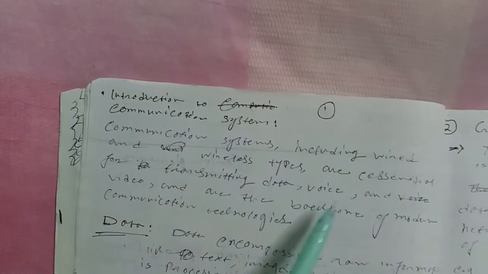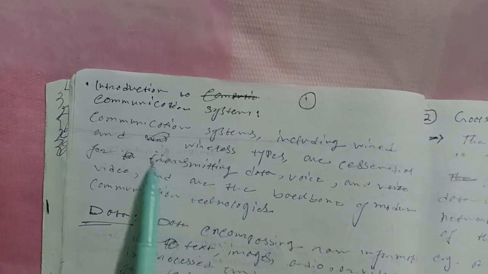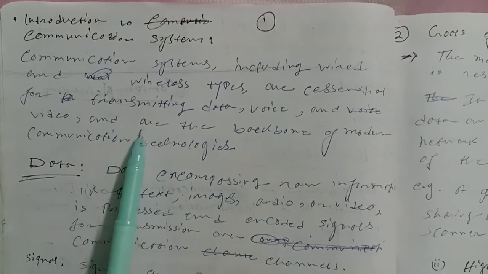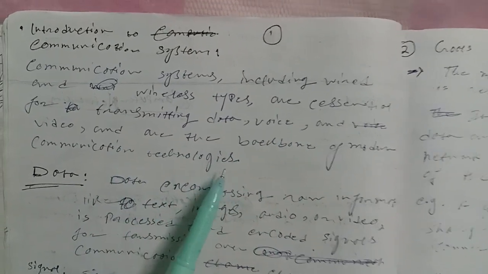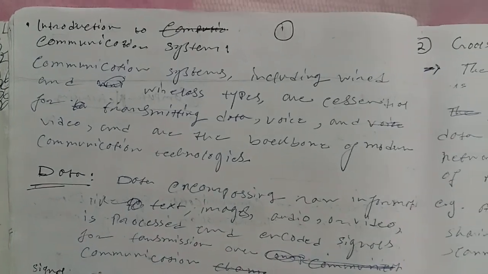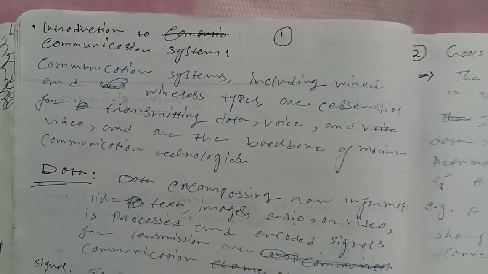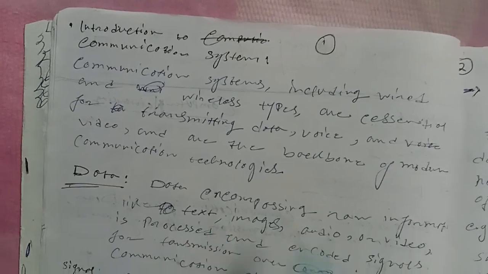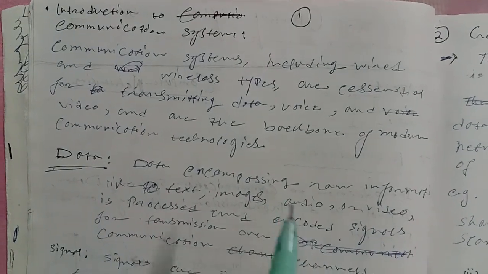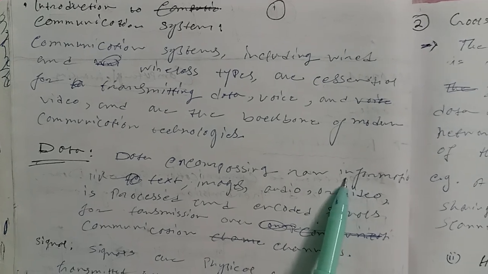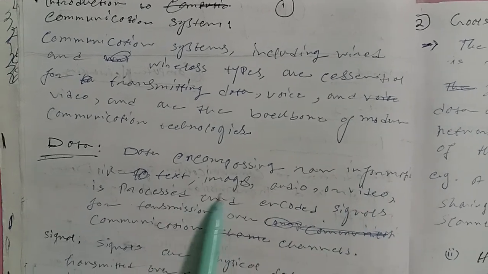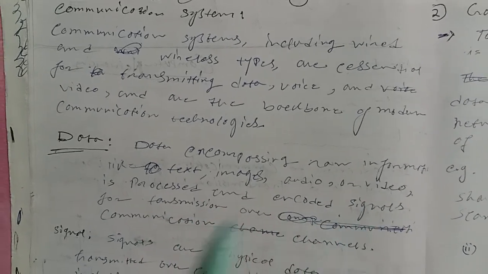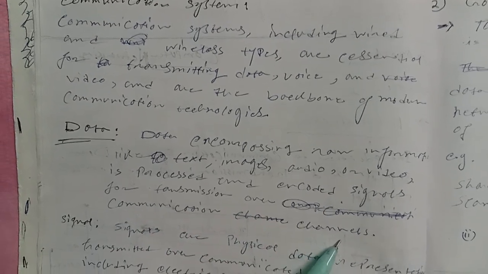Communication systems, including wired and wireless types, are essential for transmitting data, voice, and video, and are the backbone of modern communication technologies. So it is a brief definition of communication system in a nutshell. So what is data? Data is raw information like text, images, audio, or video that is processed and encoded into signals for transmission over communication channels.